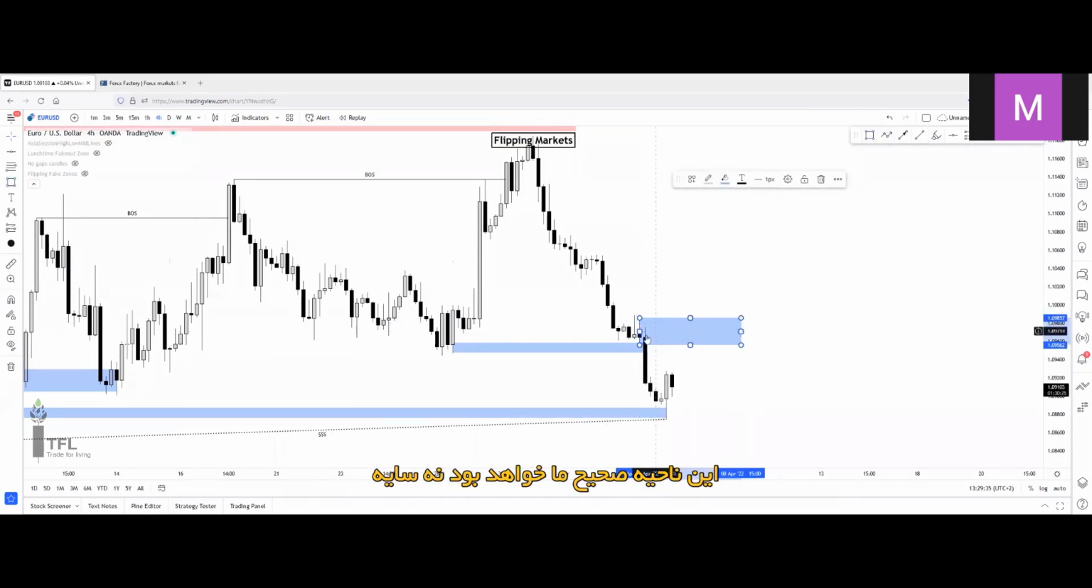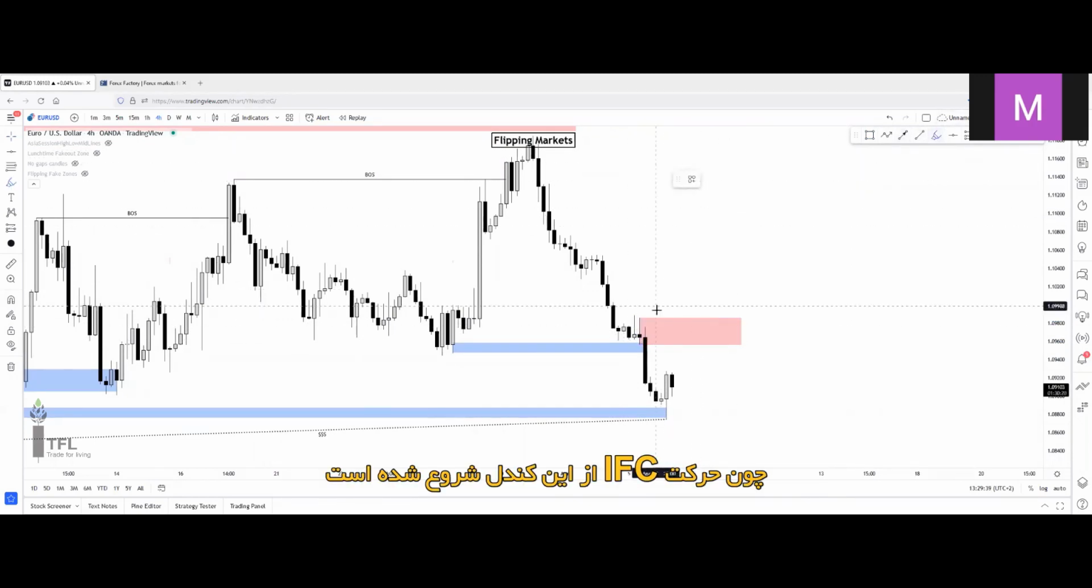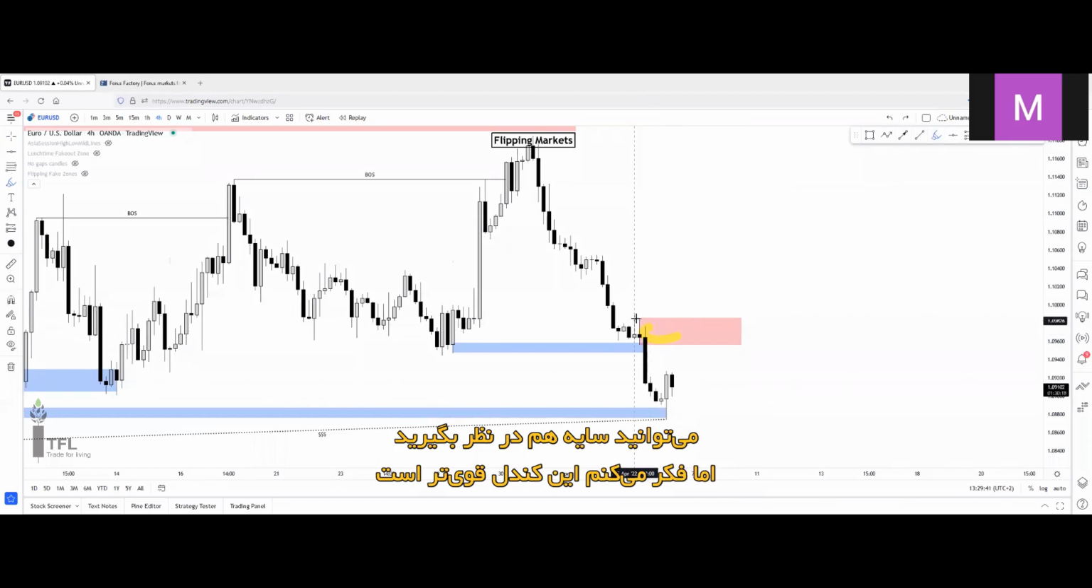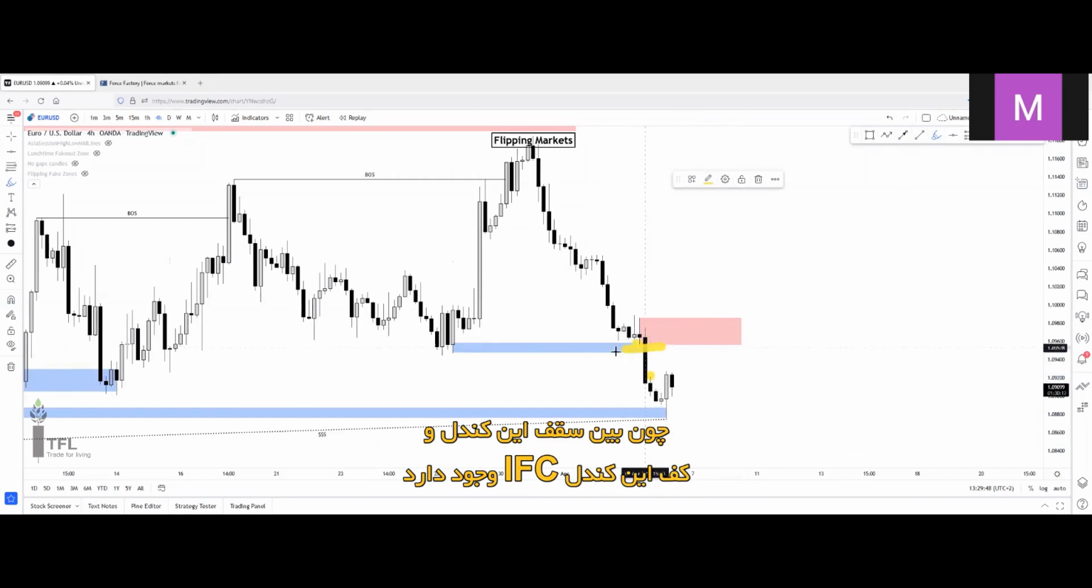This is the right supply zone and not the weak one, because the inefficient movement has actually started from this candle, but you could also mark the weak one out. But I believe this will be the strongest and best supply zone in this region, because as you can see, between the low point of this candle and the high point of this candle, there's inefficiency.